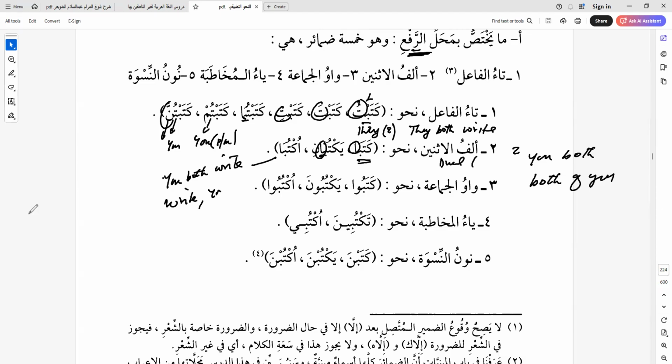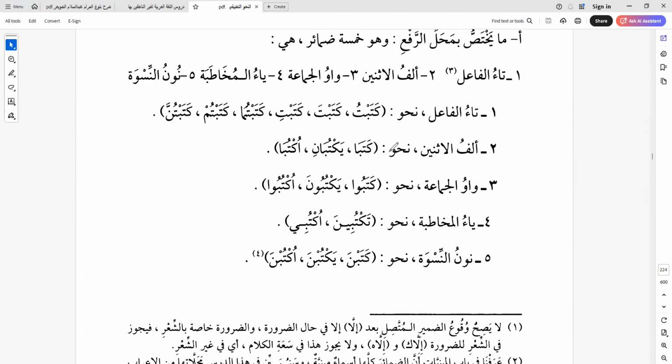Let's look at Wawul Jama'a. Wawul Jama'a too is connected to the end. Katabu, they wrote.